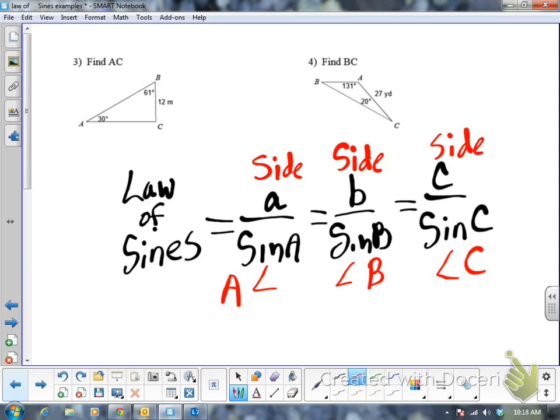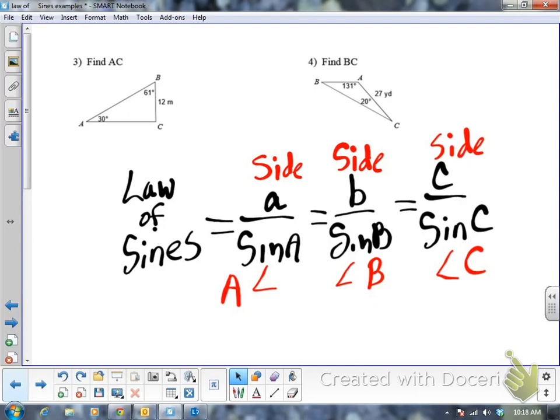Okay? Now, we also figured out that we could flip these over and have the same thing. It doesn't matter. I can turn it over and put the sine on top and the side on the bottom, okay, and still solve it the same way. But this is the law of sines.